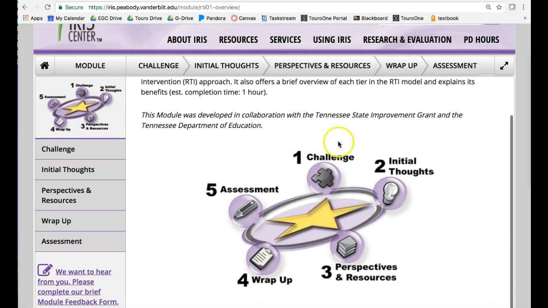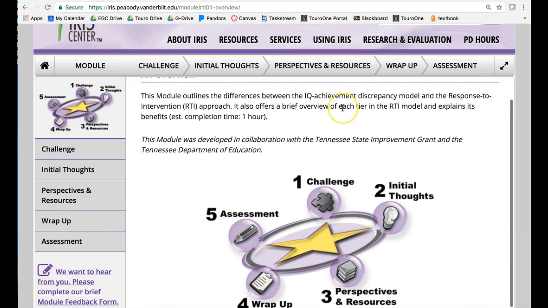Actually, let me pull this up. A challenge, an initial thought, perspectives and resources, a wrap-up, and an assessment. You can see that those are also listed above here and on the side here, so you can see where you are. So the module outlines the difference between the IQ achievement discrepancy model and the response to intervention approach. And it also offers a brief overview of each tier of the RTI model and explains the benefits.